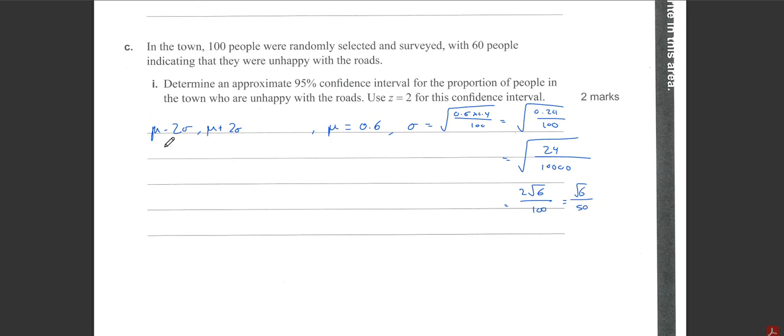Okay, so now we have 0.6 minus, so multiplying this by 2 gives root 6 on 25. And I guess we can simplify it. So this is equal to 3 on 5. So it's going to be 3 on 5 minus root 6 on 25, and 3 on 5 plus root 6 on 25.